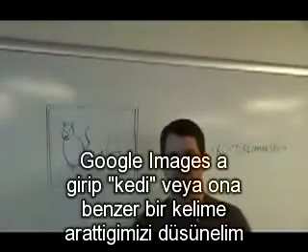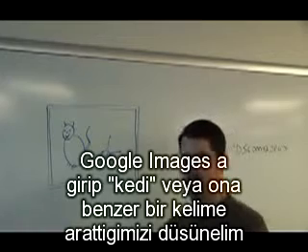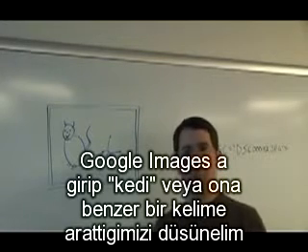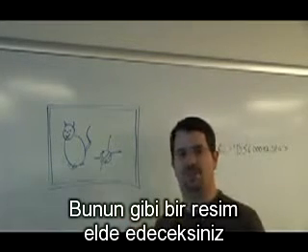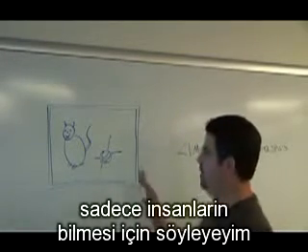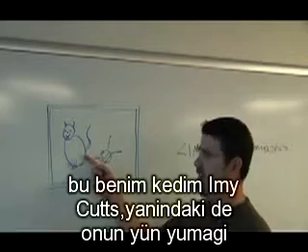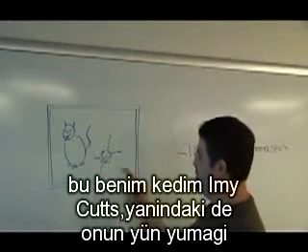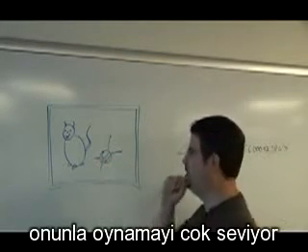So imagine you've gone to Google Images and you type in cat or cat sketch or something like that. You might get a picture that looks like this. Now, just to let people know, this is wonderful, right? And here's my cat, Emmy Cuts. Here she is. She's got a ball of yarn.